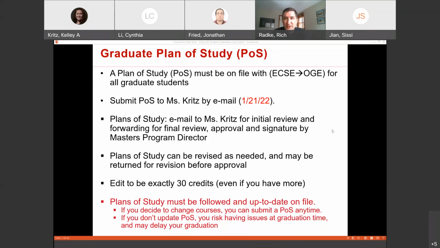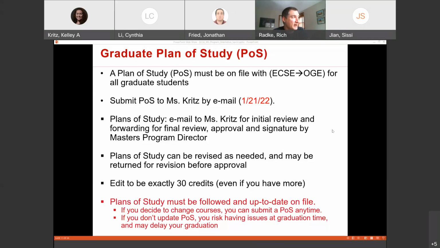The plan of study should be 30 credits, even though you may have accumulated more than that in the 3 semesters that you take to do the master's. There should only be 30 credits that appear on the plan of study. So make sure that when you edit your plan, it will be much easier with the Office of Graduation if it adds up to exactly 30. That may mean that you have to knock off 1 credit of a 4 credit course that now looks like a 3 credit course.